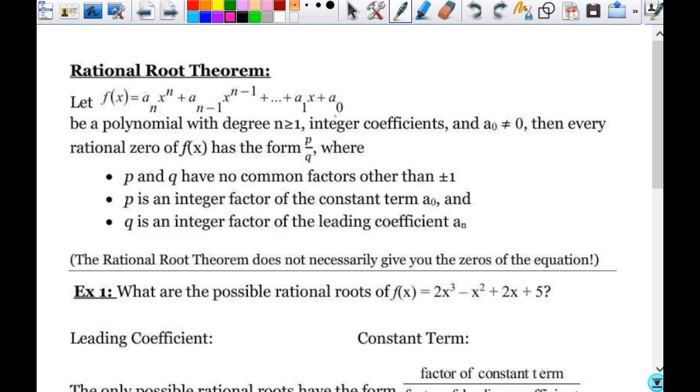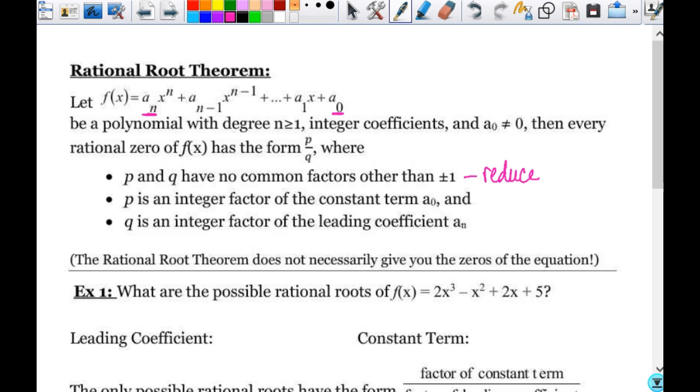Then every rational zero has the form p over q. P and q have no factors other than plus or minus 1. That means we're going to reduce the fraction. P is an integer factor of the constant term, and q is an integer factor of the leading coefficient a sub n. So we're just looking at the factors of this and this. Just like when you factor a quadratic and you multiply the first coefficient times the constant, we're using that same concept here.